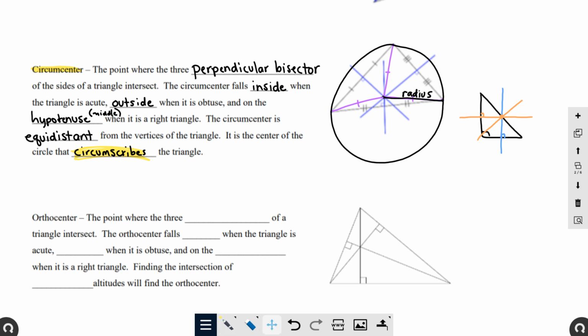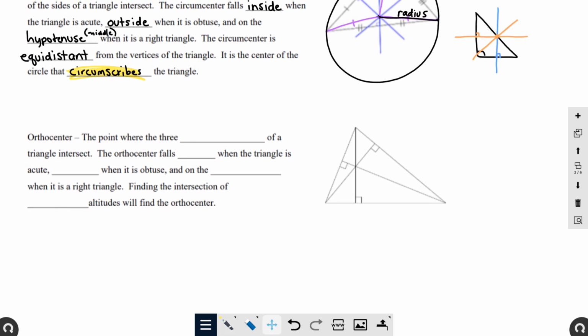All right, we have our last one that we are going to talk about, and that is the orthocenter. So the orthocenter is the point where the three, what's the last one that we hadn't talked about yet? We did angle bisectors. Altitudes, that's the one. Because the altitudes make what? The height, and they make right angles. They make right angles, yep. So all of these have right angles.